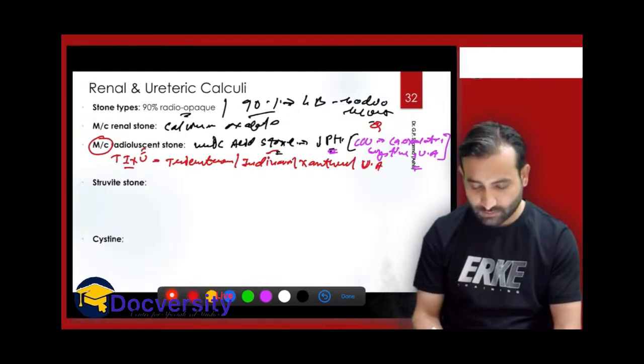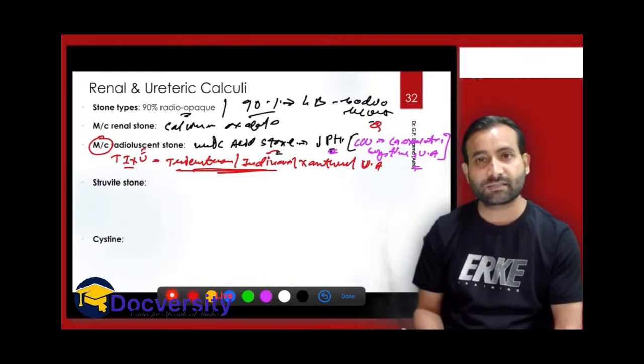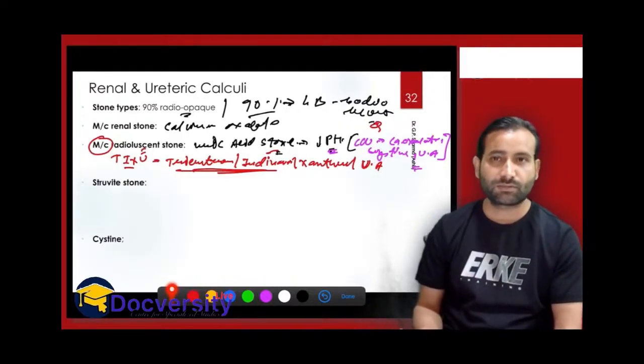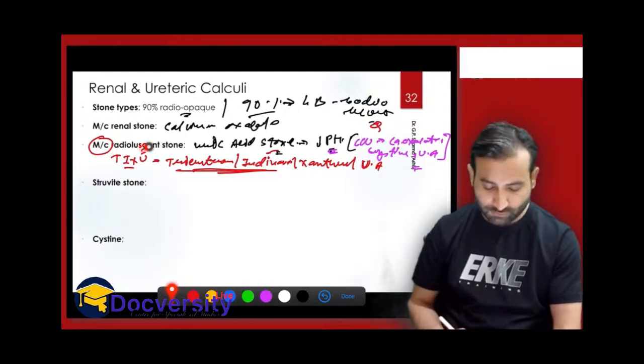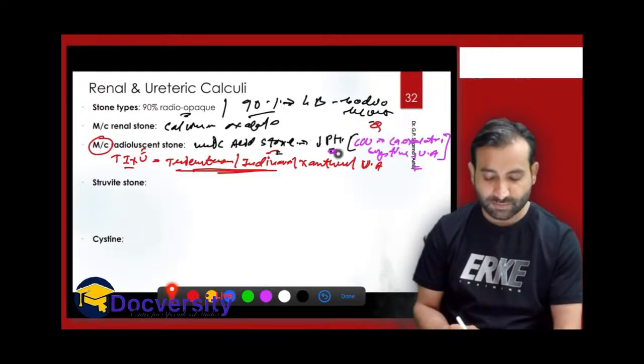Xanthine and uric acid. You can remember as these are the medicines, yes or no? So the medicine induced stones are radiolucent stones. So remember, a few points we said over here. Most common radiolucent stone is what? Uric acid stone, and it forms in the acidic pH.